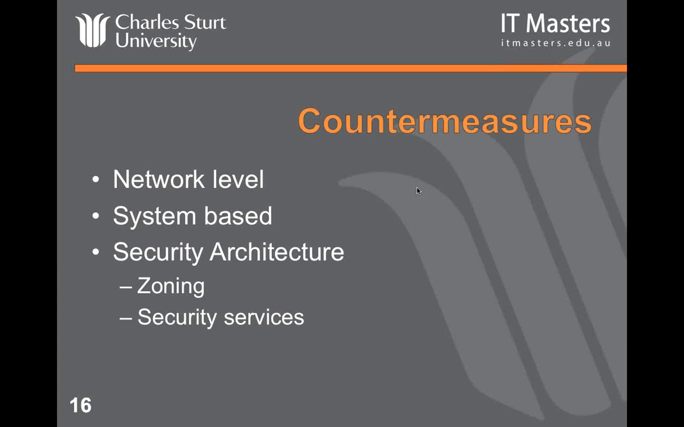Now the main categories that I break this down to are network level countermeasures, system-based countermeasures, and then security architecture, which is broken down into zoning and security services. And this is the enterprise approach to actually implementing countermeasures within an organization.